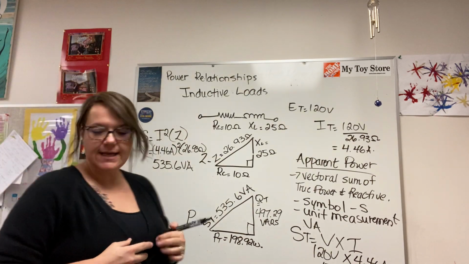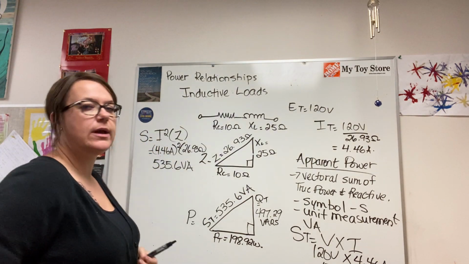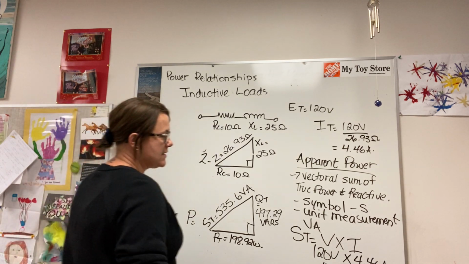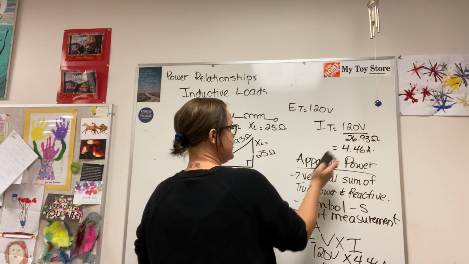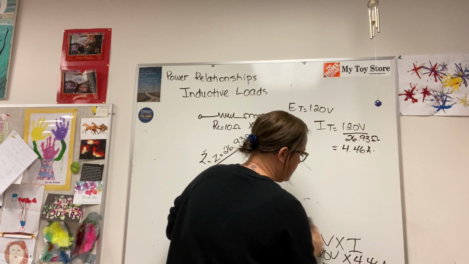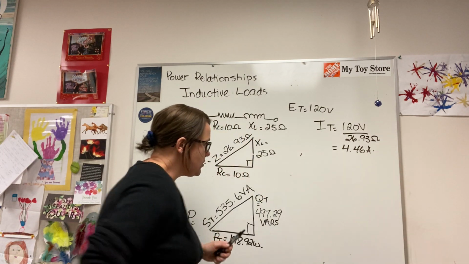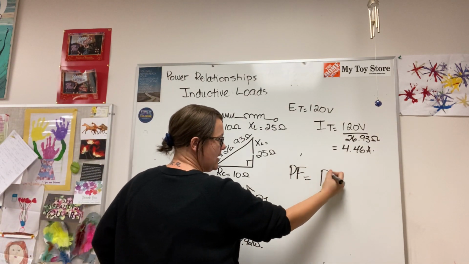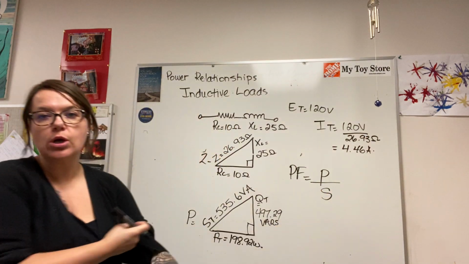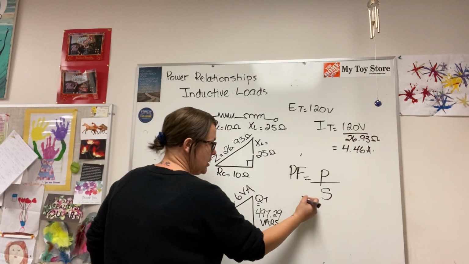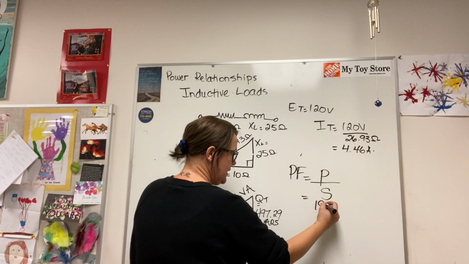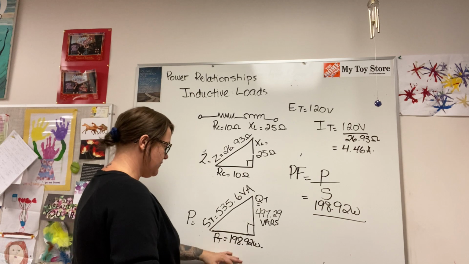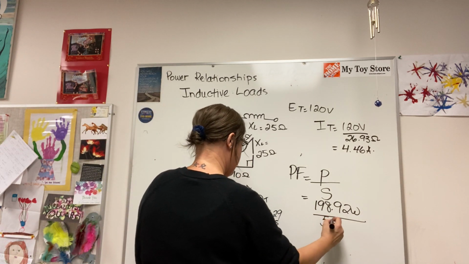Okay, so I want to take a second now to talk about power factor. So in my resistive load, I told you that my power factor was 1 at 0 degrees. So let's just look at the power factor of my power triangle. So what is the formula for power factor? Power factor equals P over S, true power over apparent power. Okay, so my power is 198.92 watts. Divide that by my apparent power.